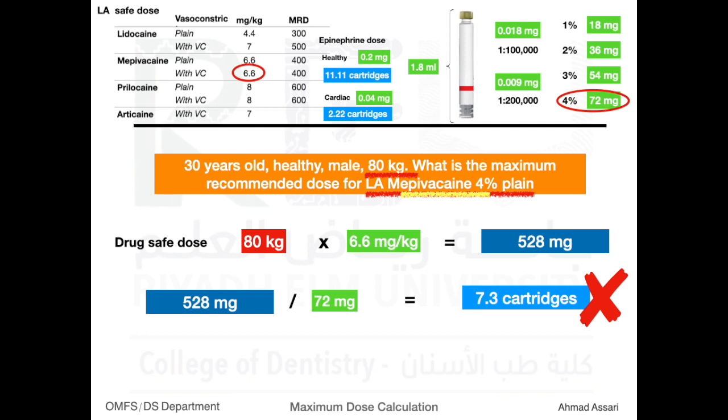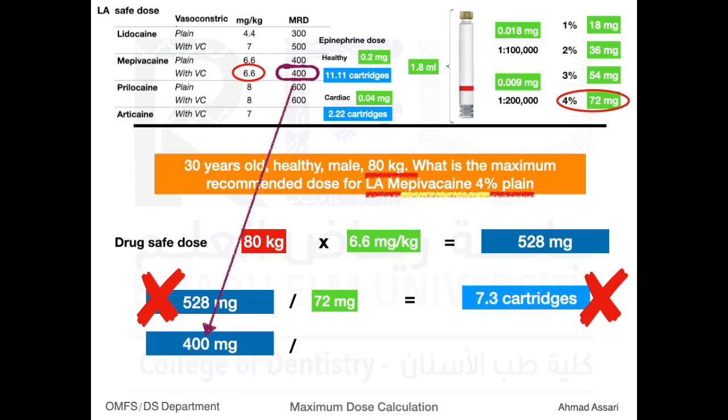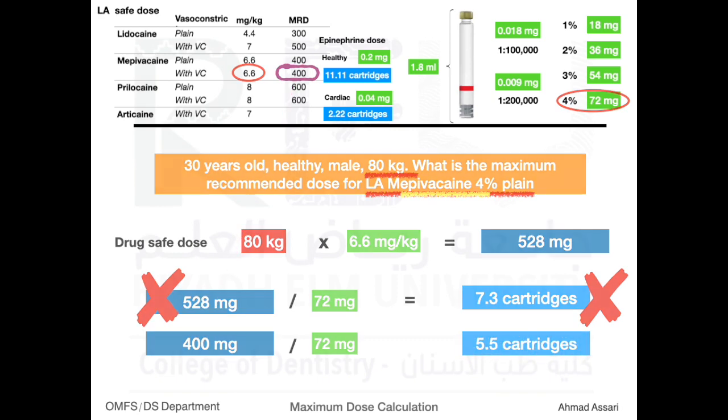However, this calculation is wrong for one reason. We have to keep in mind not to exceed the maximum recommended dose, which is 400 for mepivacaine. So the safe dose will be around 5 cartridges.